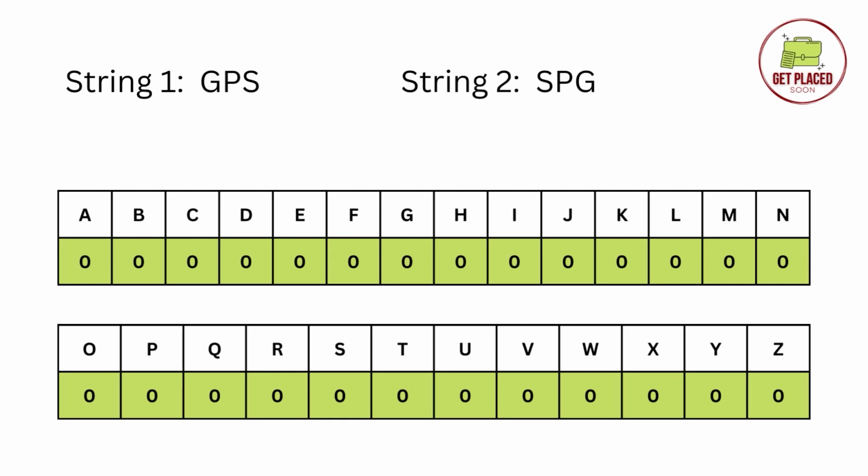Let me give you a small recap. Whenever we encounter a character in the string 1, increment the count. Whenever you encounter a character in string 2, decrement. So by the end, the count of all the characters should be 0. If it is 0, it is an anagram. If it is not 0, it is not an anagram. So let's get started with the program.